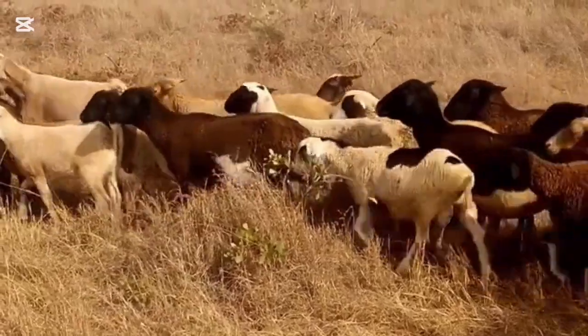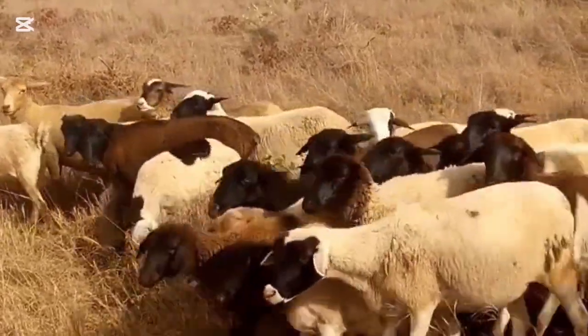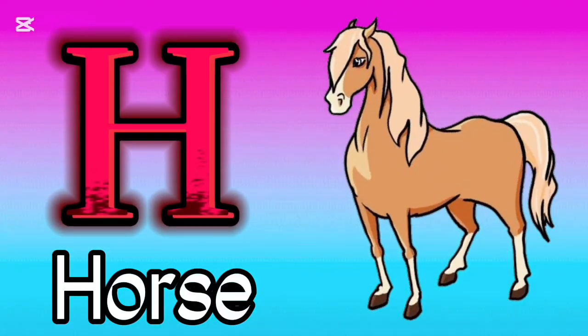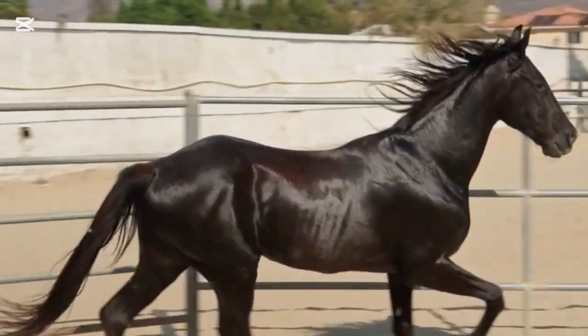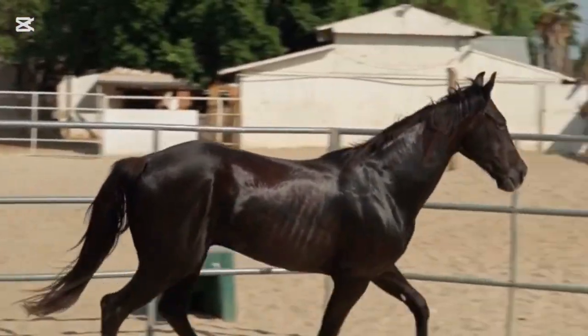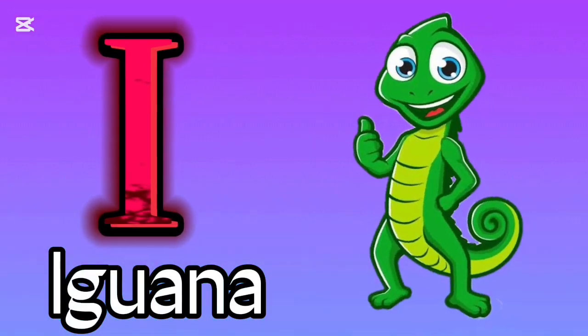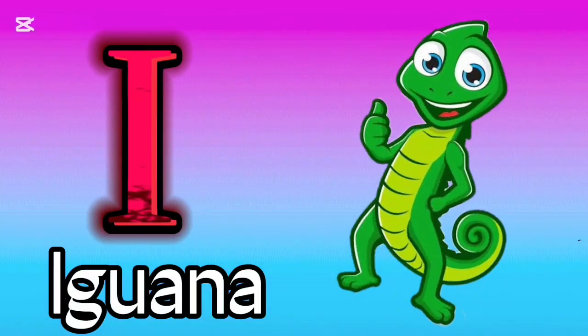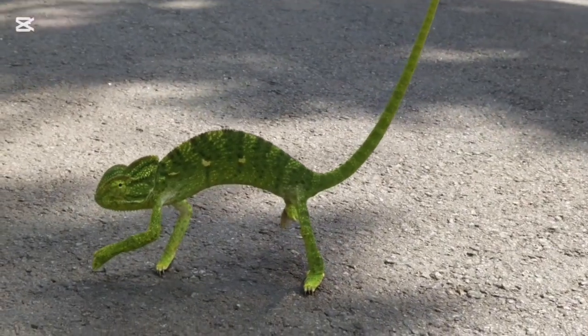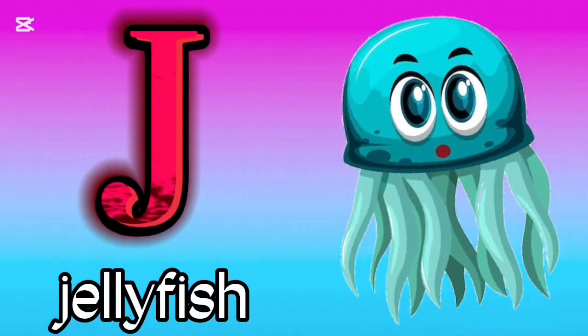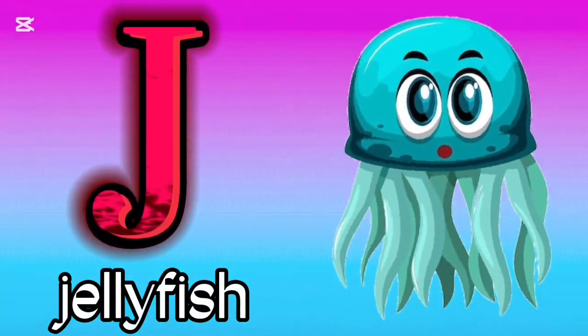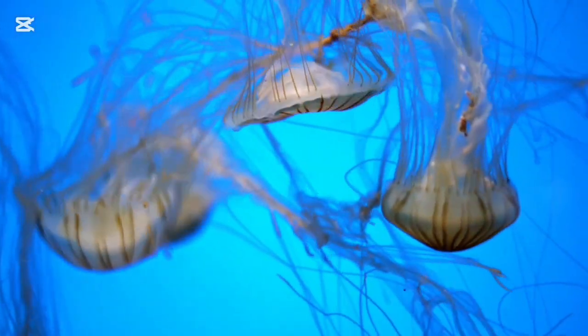Goat. G. H is for horse. Horse. H. I is for iguana. Iguana. I. J is for jellyfish. Jellyfish.